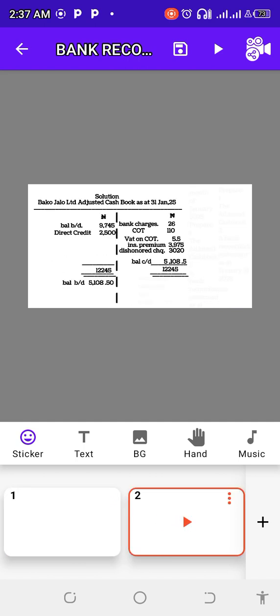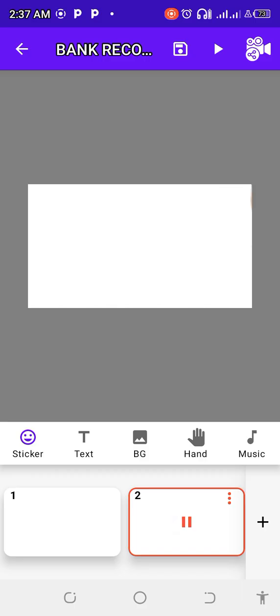Now let's go. Now we know that what we are going to do next is the adjusted cash book. What are we going to adjust? We are going to adjust only the errors that affect the cash book, and any error that did not affect the cash book will not be adjusted here.